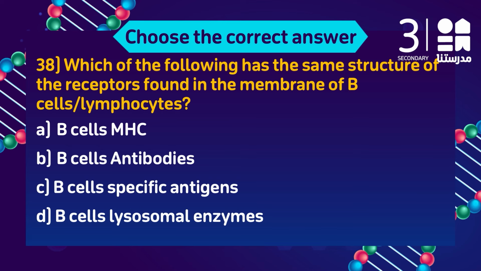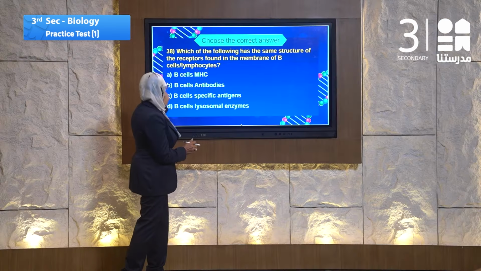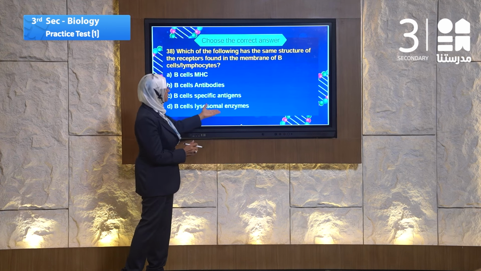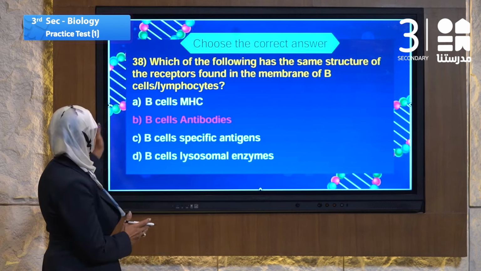Let's go to 38. 38 speaks about the same structure of receptors found in the membrane of B cell lymphocytes. Let's read it carefully again. Which of the following has the same structure of receptors found in the membrane of B cell lymphocytes? Similar to each other, similar to the receptors. Let's read the choices. Number A, B cell MHC; B, B cell antibodies; C, B cell specific antigen; D, B cell lysosomal enzyme. Let's think about it carefully, but the answer must be B.